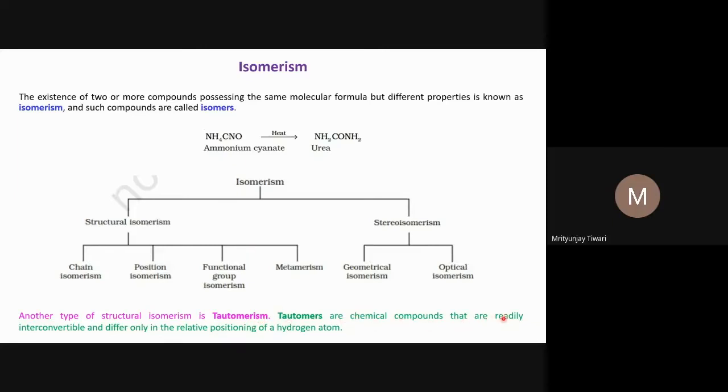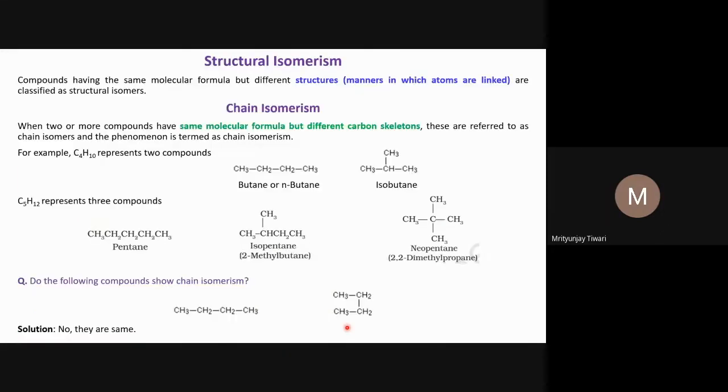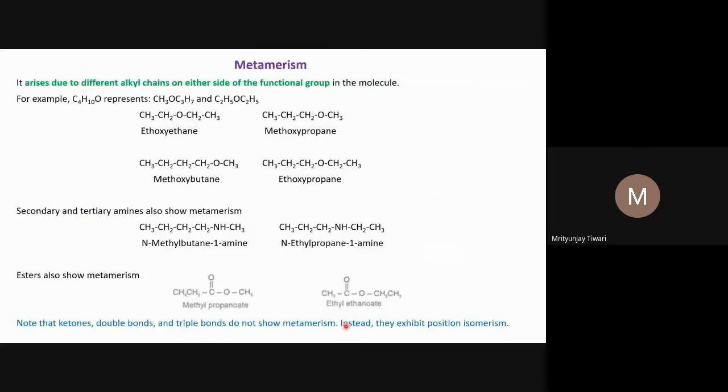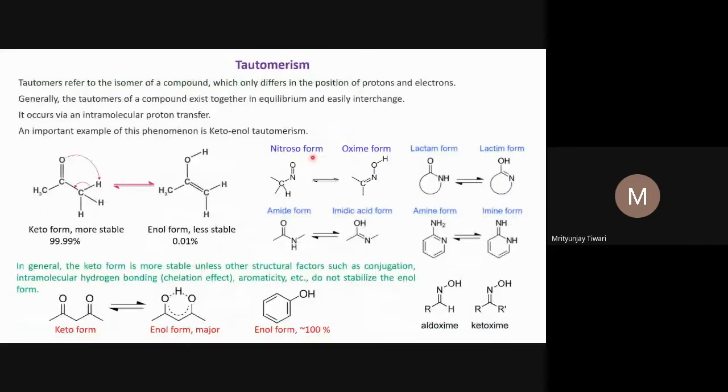Tautomers are chemical compounds that are readily interconvertible and differ only in the relative positioning of hydrogen atoms. So actually, it is one compound having two different structures. Because the structure is different, the compound shows a broad number of chemical reactions. In one structure it will show some kind of chemical transformation, and with another structure it will give another chemical transformation.